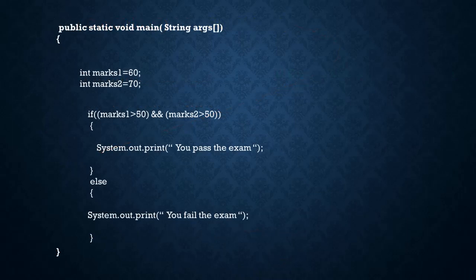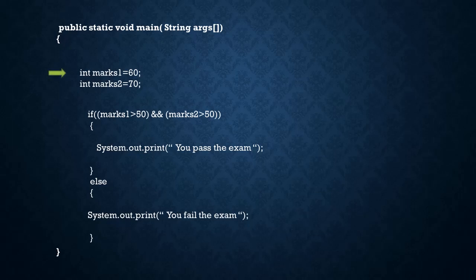Now look at this. Here, in my program, I have two marks, marks 1 and marks 2. Think of it like in your one module, you have two components. So both components should get more than 50 marks. So marks 1 is 60, marks 2 is 70.